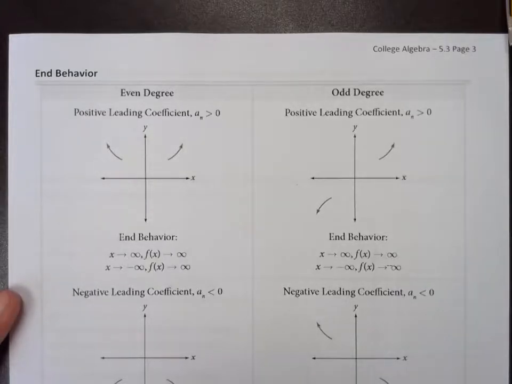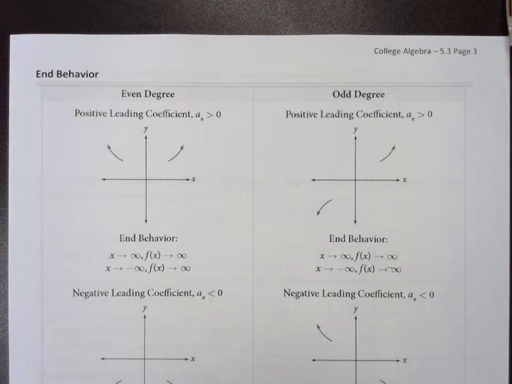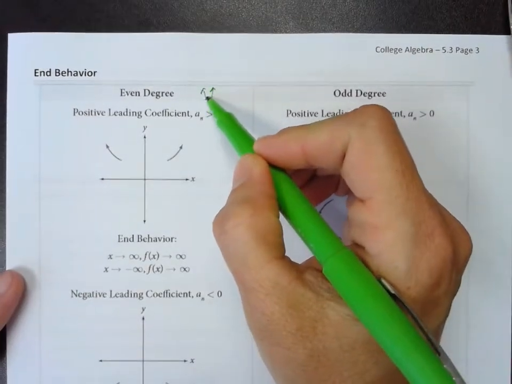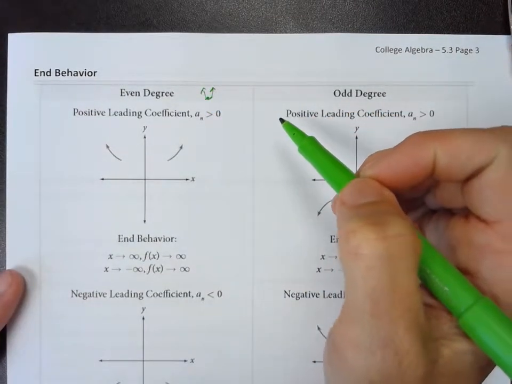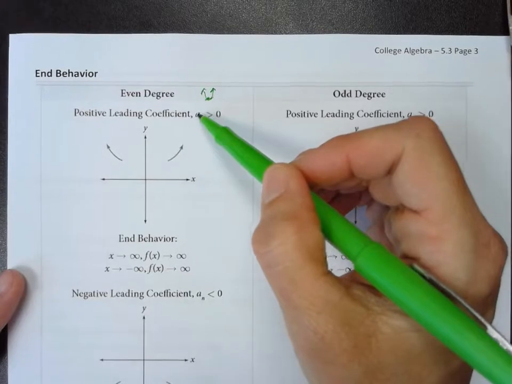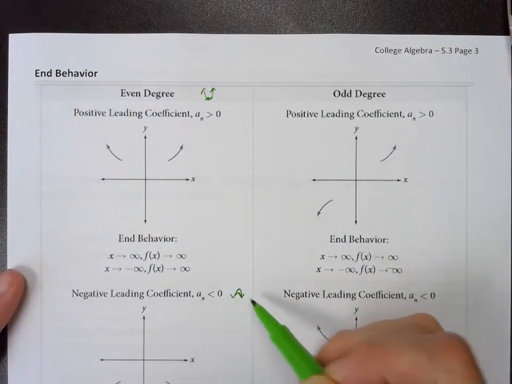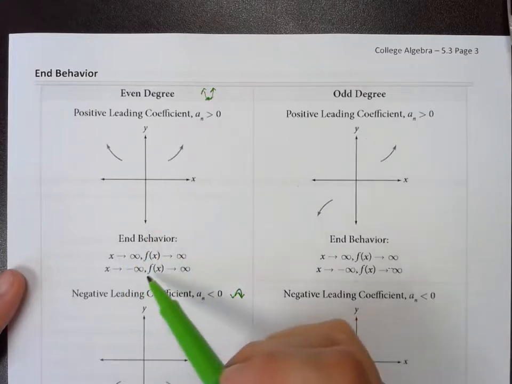Hopefully this page will be a review for you. We're talking about the end behavior of polynomial functions. Remember, if your polynomial has an even degree, it's parabolic in shape, but it can do crazy stuff in the middle. So if the leading coefficient is positive, it opens up, and if it's negative, it opens down. So this is your end behavior.